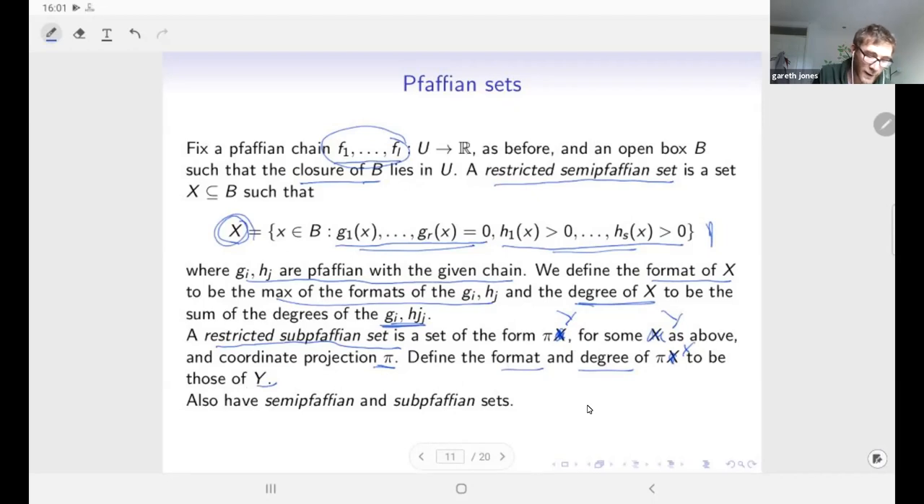Okay, and if I forget about the B here, and I just take X in U, so now my pfaffian functions might have singularities on the boundary of U, and I make these definitions, then I get semi-pfaffian and subpfaffian sets, so I drop the restricted.